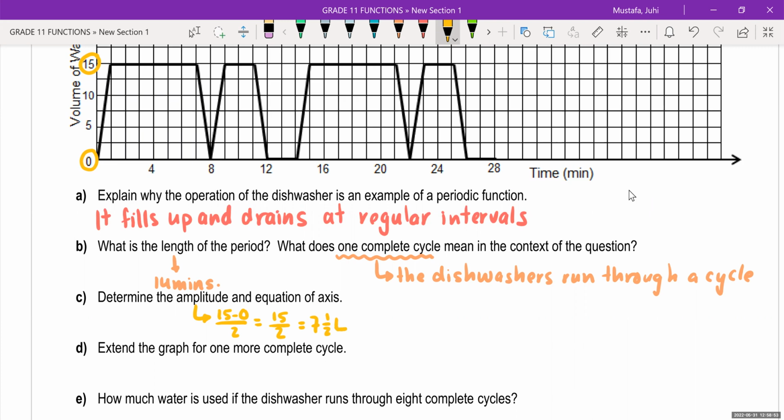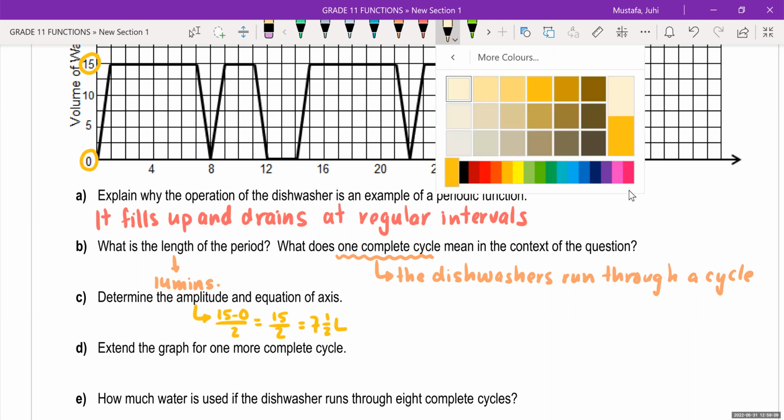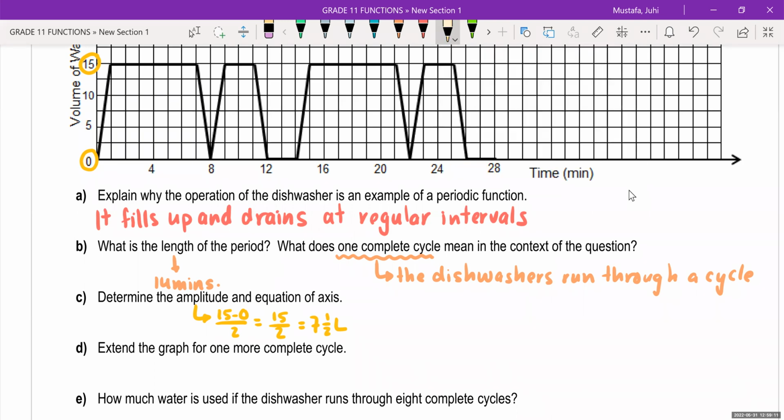Okay, so if we were to put in our amplitude, that means from the midpoint of this periodic function to the maximum, it's 7.5 liters. And from the midpoint to the minimum, it's 7.5 liters. Let's figure out the equation of axis as well. To do that, we're just going to take the maximum and this time add it. And it just ends up being exactly the same. So the midpoint of this graph is 7.5 liters.